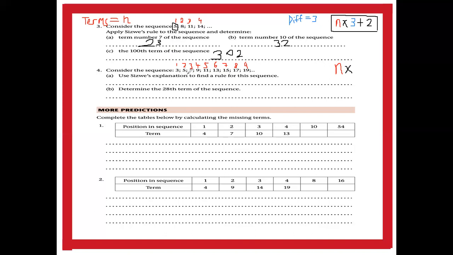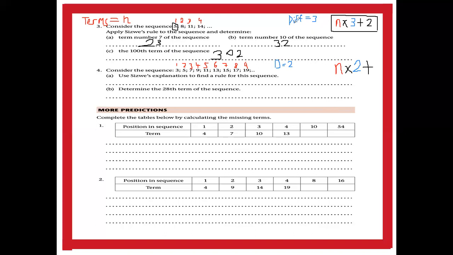So the difference between 3 and 5 is 2, between 5 and 7 is 2, between 7 and 9 is 2, 9 and 11, 2, 11 and 13 is 2, etc. So the differences, which I'm just going to write as d now, is 2. So we have n times 2 now, plus something, and this will give us our sequence rule.